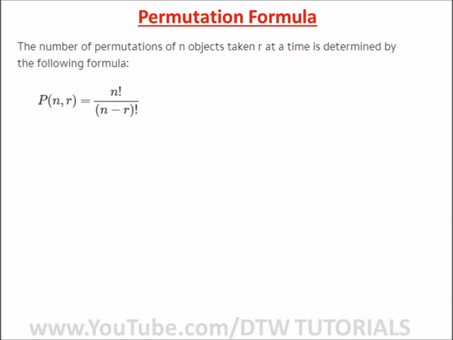Okay, so let's go forward to know the formula of permutation. The number of permutations of n objects taken r at a time is determined by this formula, where n factorial is equal to n times (n minus 1) times (n minus 2) and so on. This is how you find n factorial.